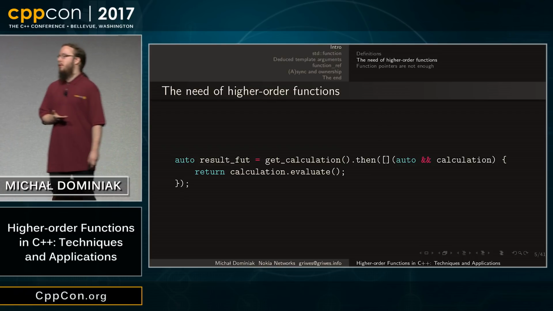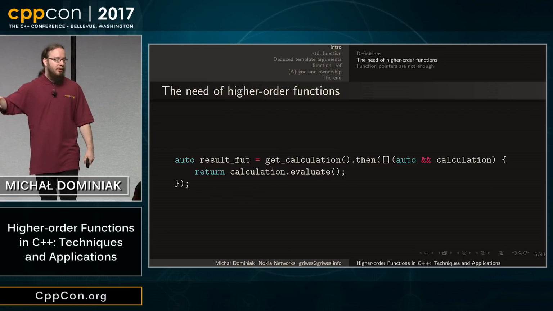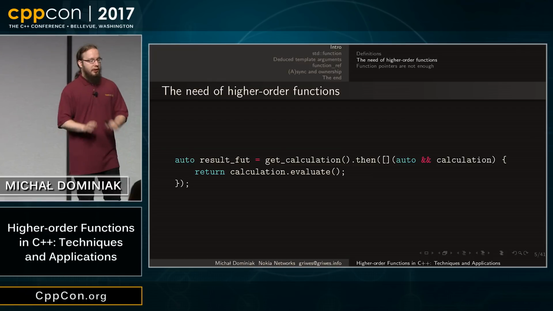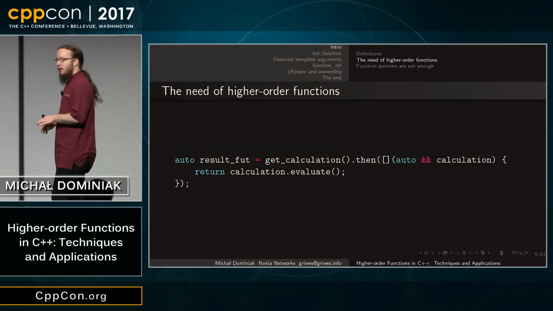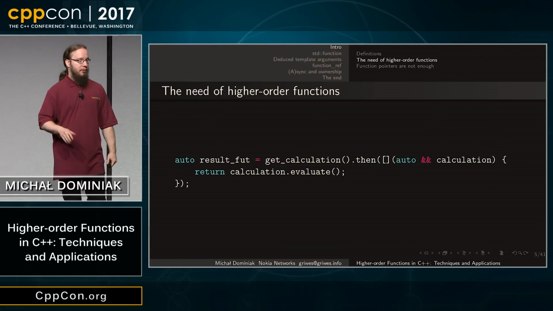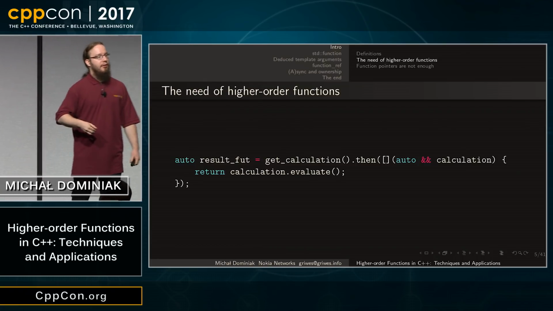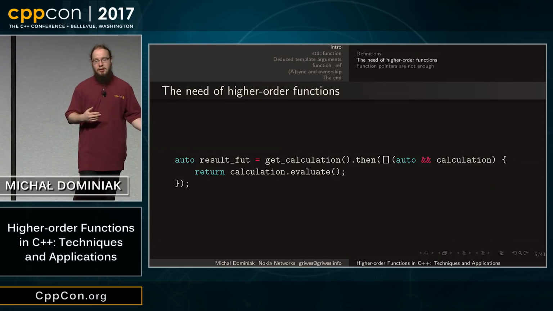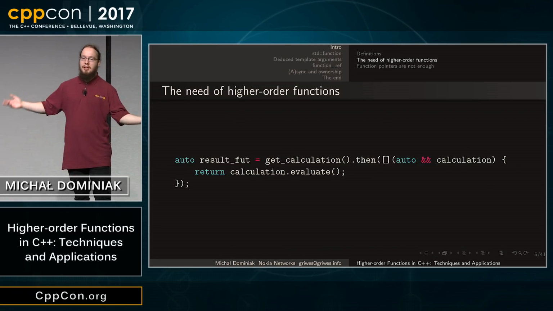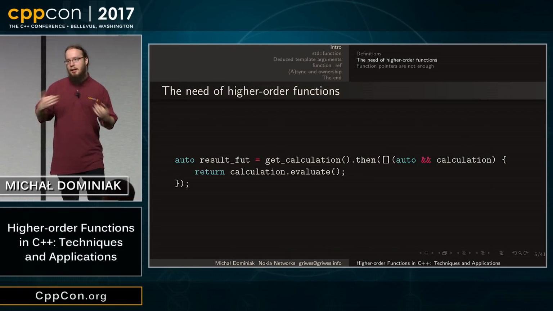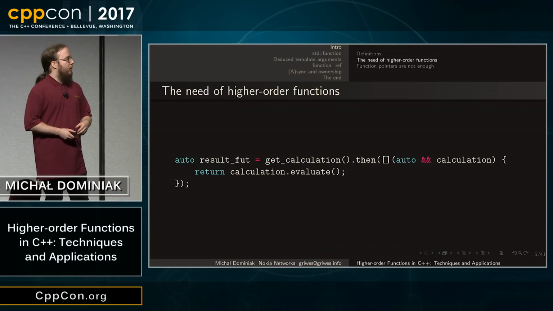Get calculation gives us a future. A future is a representation of a value that will probably arrive in the future. And here I'm using something that's not exactly the .then from the TS, because this .then just gives us a value, not a future. But the point is, I can pass a function that will be executed once the first future is fulfilled. So futures, I don't know how many of you were in Hartmut's talk yesterday, but futures allow us to build chains of dependencies that will allow us to execute code on many threads, on many executors efficiently.